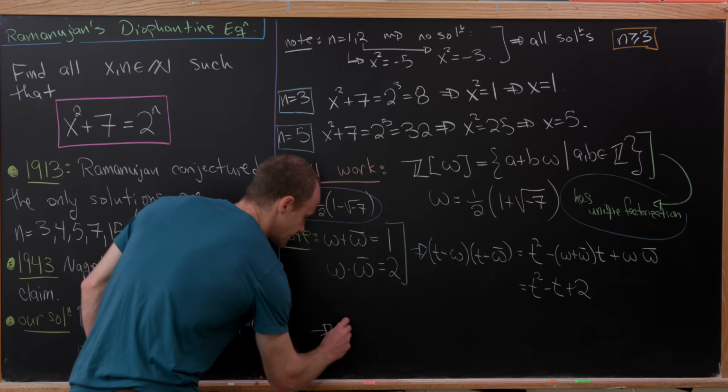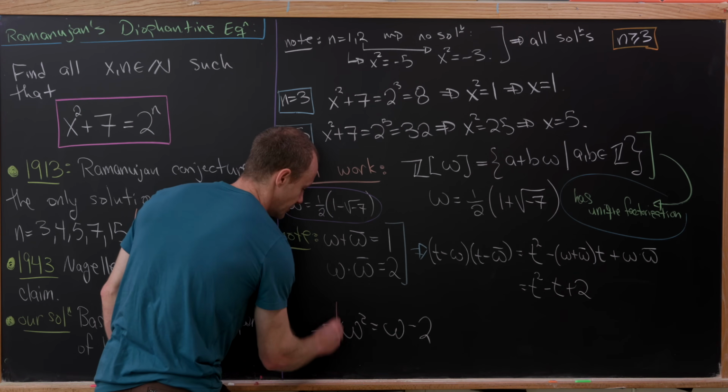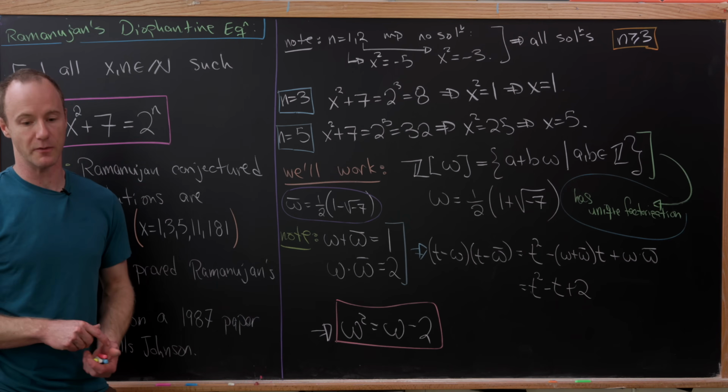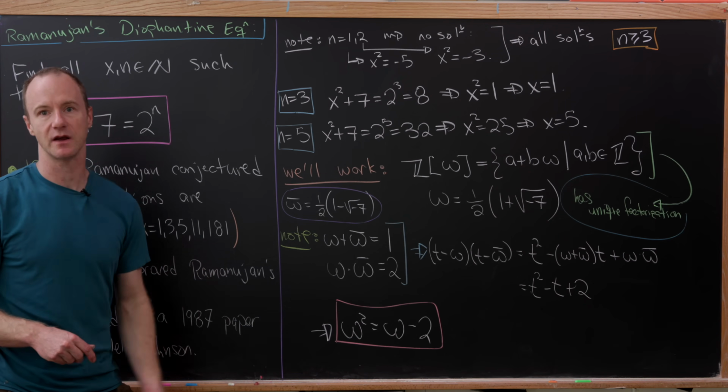So in other words, we know that omega squared is equal to omega minus 2, which we get just from solving this for t squared and then plugging in omega. Okay, so let's take some of this information and see where we can go.